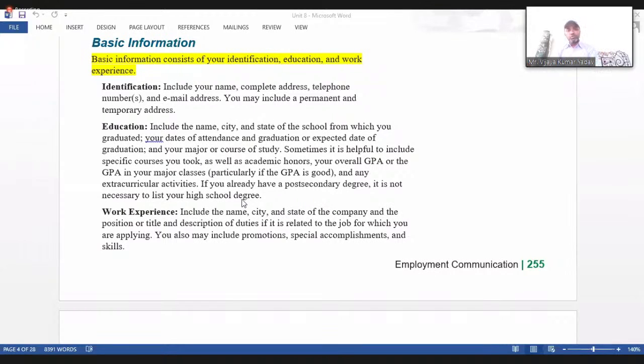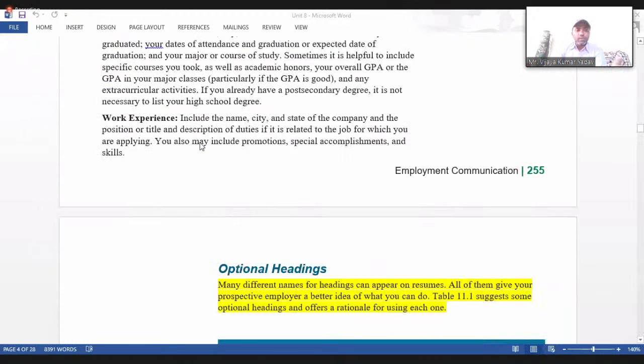If you already have a post-secondary degree, after the secondary one, then that also you can mention. It is not necessary to list your high school degree. Here, it is not necessary to mention the high school degree. You can avoid that. Then work experience.